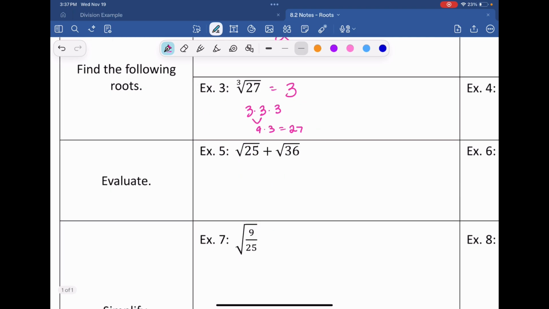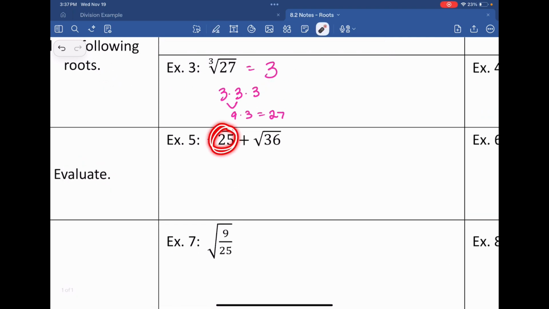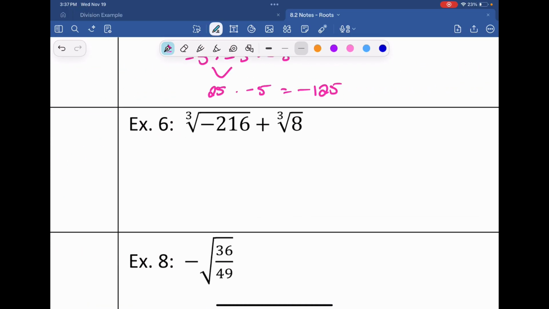Here we're just evaluating, so I want to take the square roots first. What number times itself is 25? That's 5. What number times itself is 36? That's 6. And 5 plus 6 is 11. Next, what number times itself 3 times is negative 216? That's negative 6. What number times itself 3 times is 8? That's 2. We add them together, we get negative 4.